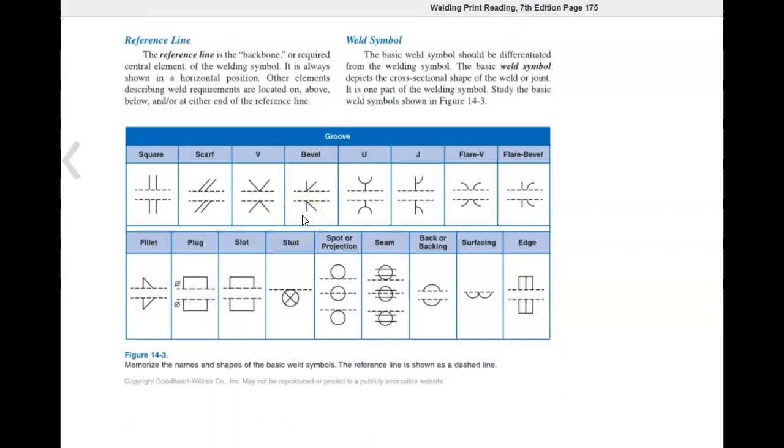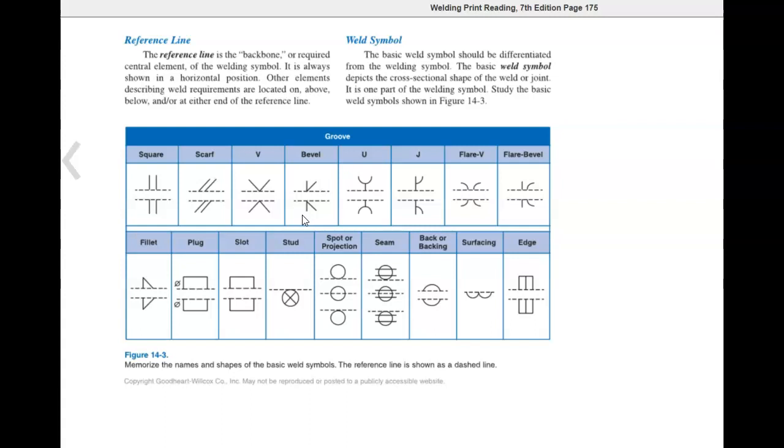Reference line. The reference line is the backbone or required central element of the welding symbol. It is always shown in a horizontal position. Other elements describing weld requirements are located on, above, below, and/or at either end of the reference line.